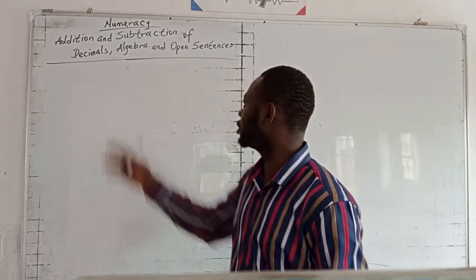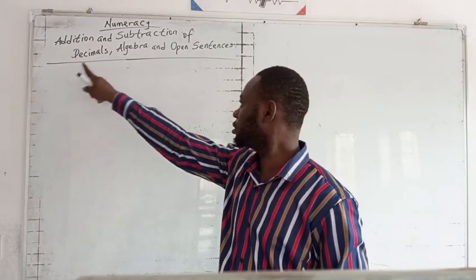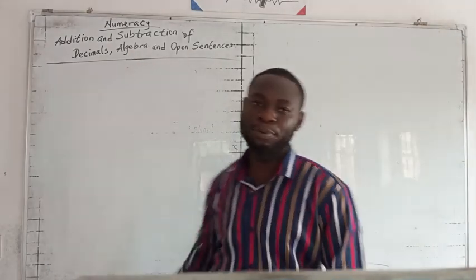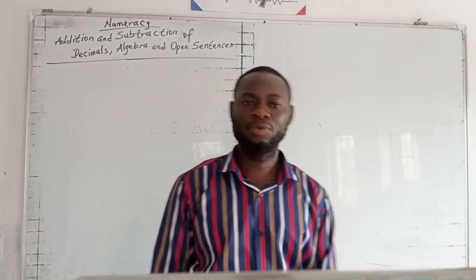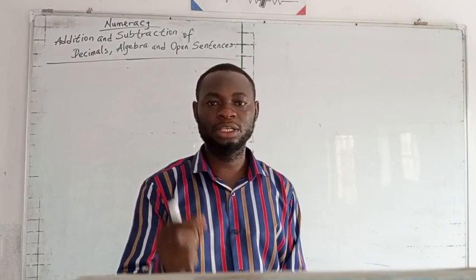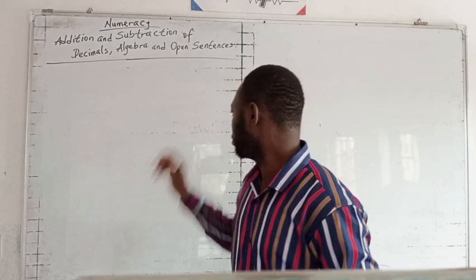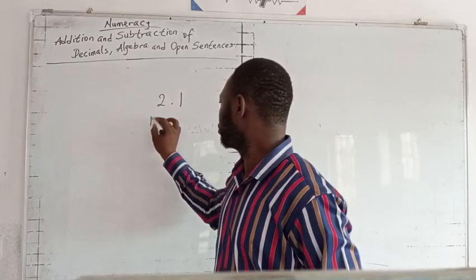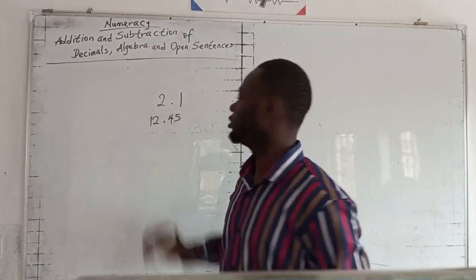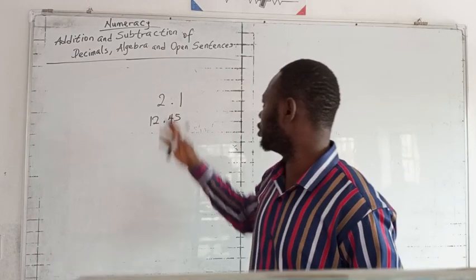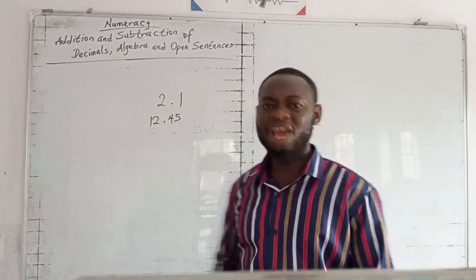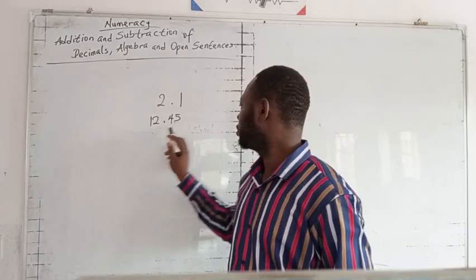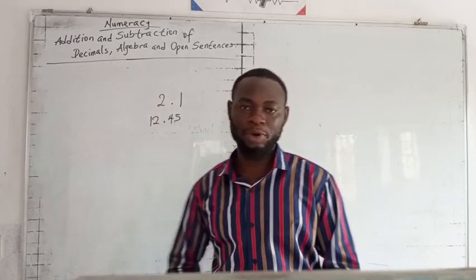So we are looking at addition and subtraction of decimal numbers, addition and subtraction of algebras, and addition and subtraction of open sentences. Now, what are decimal numbers? A decimal number is a number with a decimal point. 2.1 is a decimal number. 12.45 is a decimal number. So a decimal number is a number with a decimal point. Now, every decimal number has three parts. It has the whole number part, the decimal value part, and the decimal point.